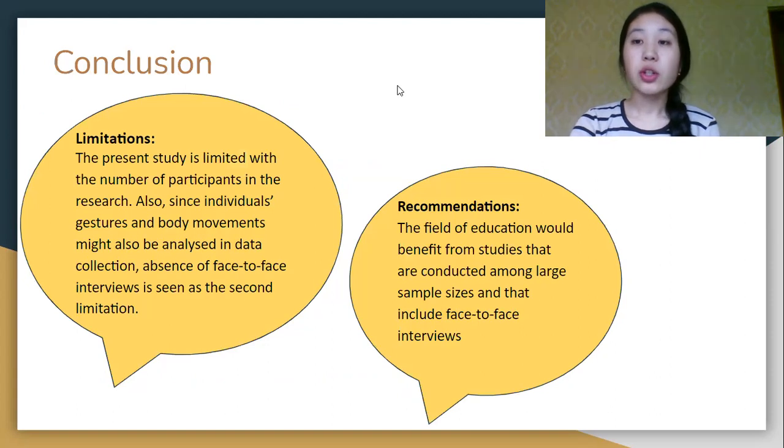Talking about the limitations, my study was limited with the number of participants in the research, which means I cannot generalize my answers to a wide range of people. And also, since individuals' gestures and body movements might also be helpful to analyze and collect the data, absence of face-to-face interviews is seen as also the second limitation of the research.